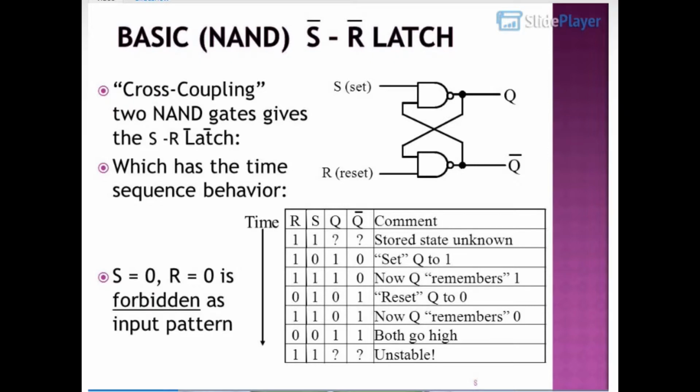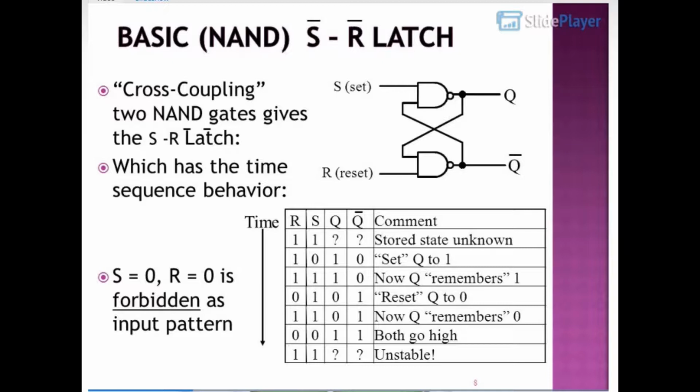Basic NAND SR latch. Cross-coupling two NAND gates gives the SR latch, which has this time sequence behavior. S equals 0, R equals 0 is forbidden as an input pattern. S, set. R, reset. Q. Time. R. S. Q. Comment.